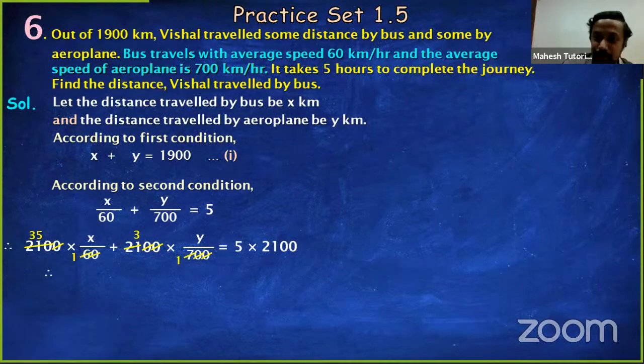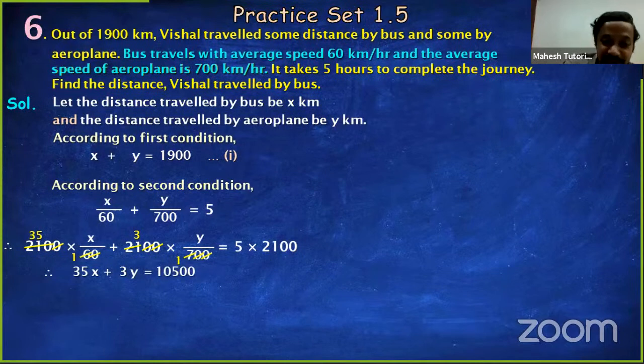So making it simpler, students, 35 into x will give me 35x. 3 into y will give me 3y. And 5 into 2100, students, will give me 10,100. So with this, students, I get the second equation. Now, since the second equation is already in its basic form, we have numbered it as equation number 2.